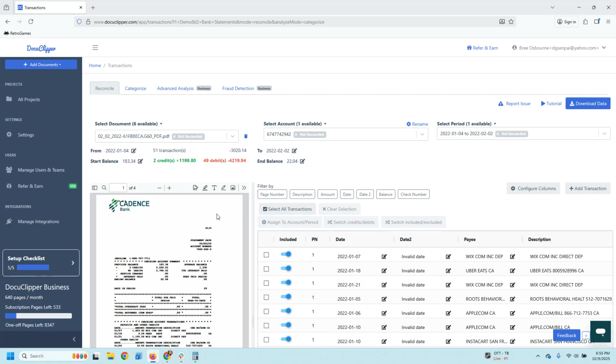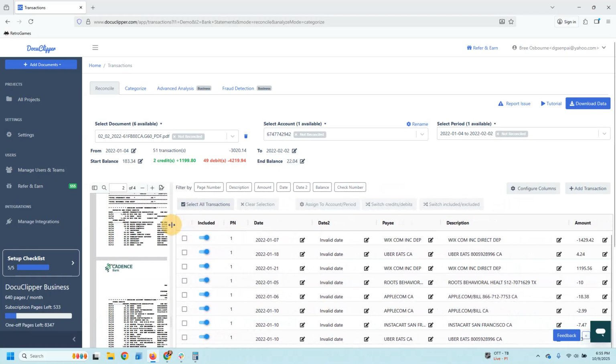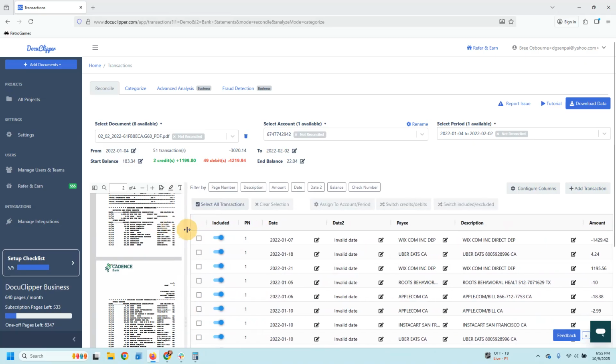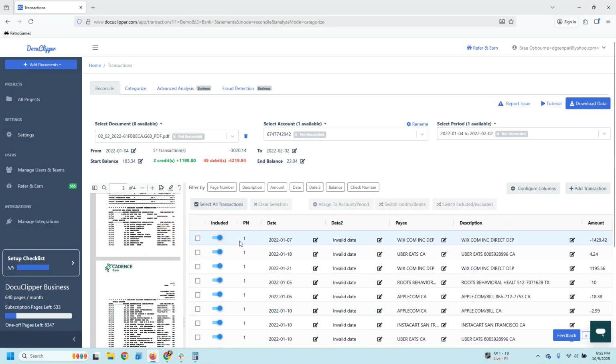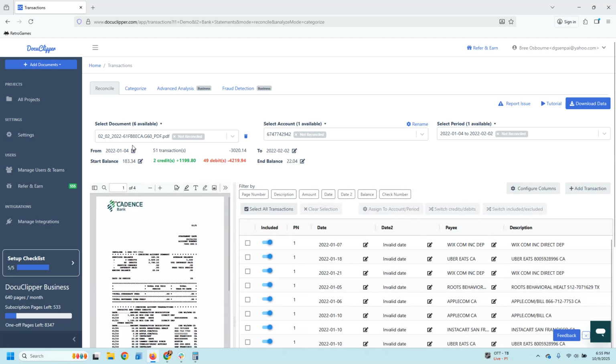When DocuClipper extracts transactions from your statements, it reads through the transaction data and transcribes that data into the panel that you see on the right-hand side. Then it totals up that data and displays the key indicators up here at the top under the reconciliation pane. And we can see the dates, we can see the number of credits, we can see the number of debits, and we see the amounts for the credits and for the debits as well.